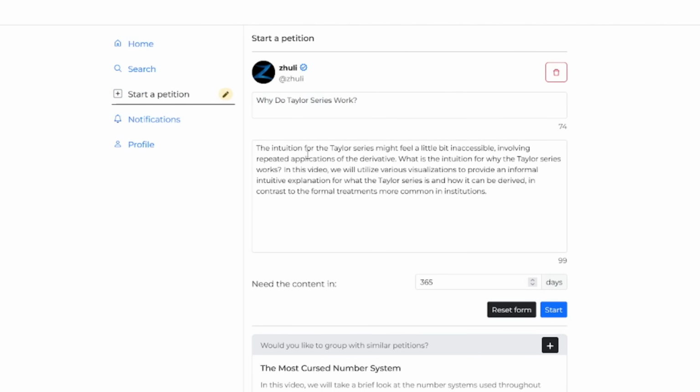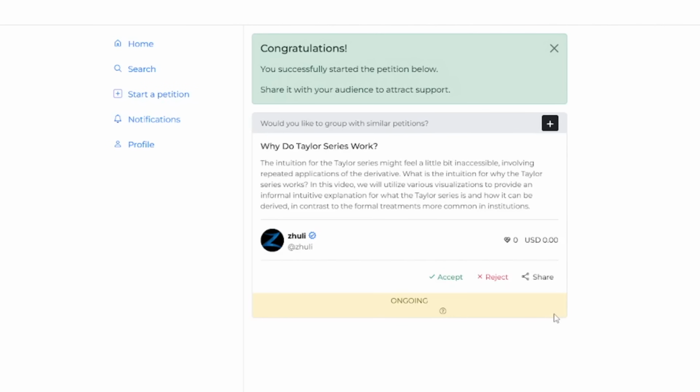For instance, would you like me to make a video showing why Taylor series work by using these analogous finite differences? Then come contribute to the petition.